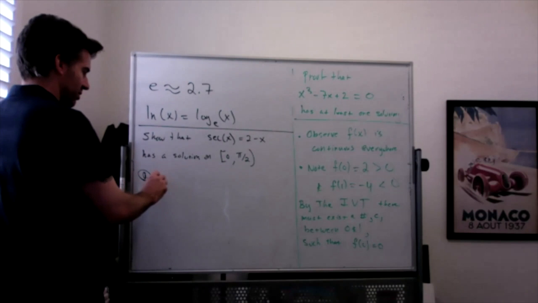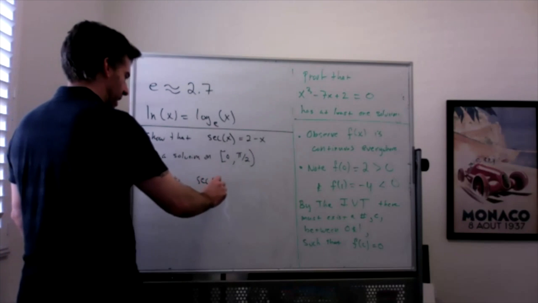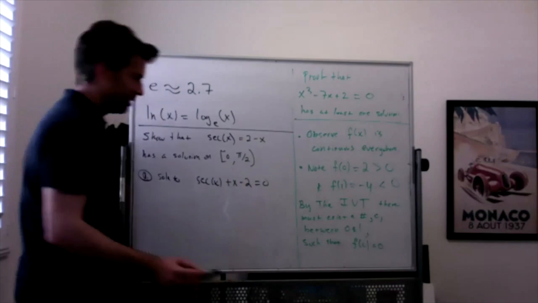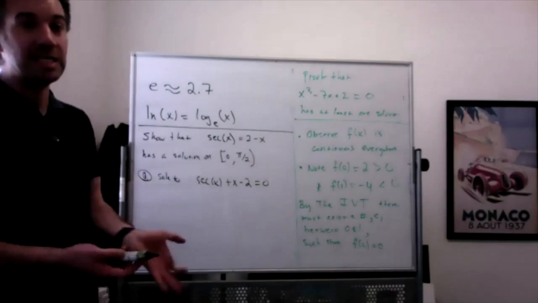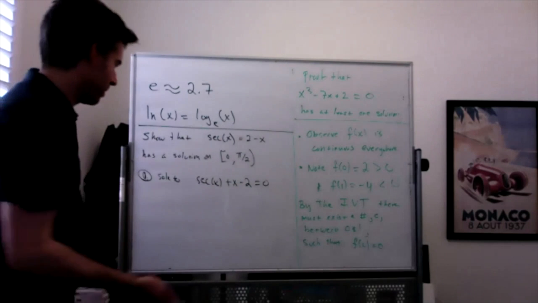We really want to show there's a solution to secant of x plus x minus 2 equal to 0. That's what we're really trying to do, because that's easier. It's always easier to show there's a solution to something equal to 0. Okay.